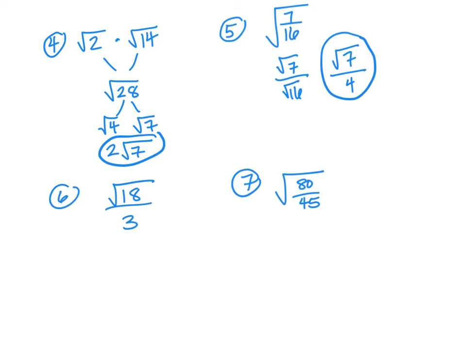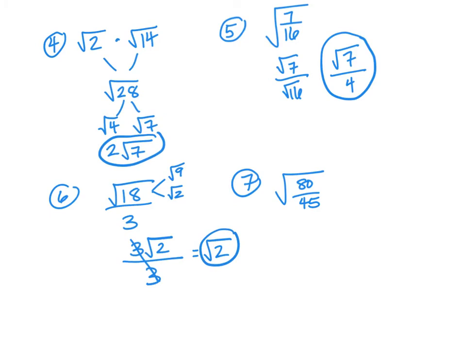Okay, so now we're on to number 6. We have the square root of 18 over 3. So 18 can be divided by a perfect square, and that is 9. So the square root of 9 times the square root of 2 gives us the square root of 18. 9 is a perfect square, so that can come out of the radical sign. So now our numerator is going to be 3 square root of 2, and in our denominator we have a 3. Since we have a 3 in our numerator and a 3 in our denominator, those cancel out. And so our simplified version is the square root of 2.